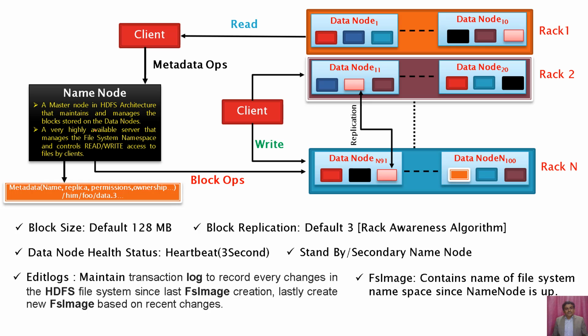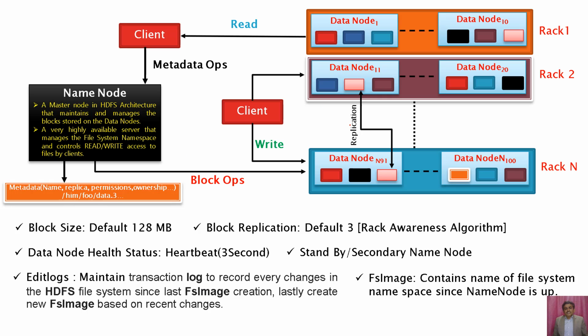Here we have a name node. The name node stores metadata. Metadata is data about data. That is, it stores the names of the files, their replicas, permissions about a file, ownership of the file, and details of the directory hierarchy.